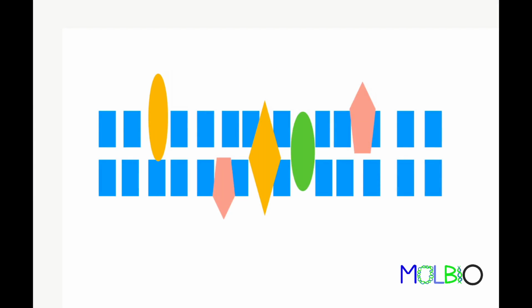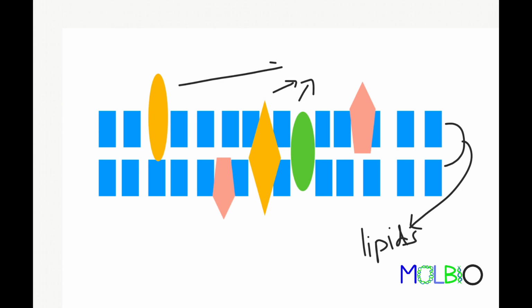So let us come to the fluid mosaic model of the lipid bilayer. What it states is we have the lipid molecules, the lipids, and we have some proteins which are incorporated into the layer itself, which we call membrane proteins.